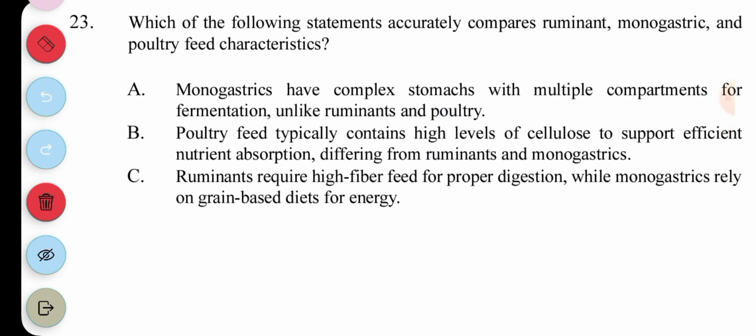The correct answer to question 23 is C. Ruminants require high fiber feed for proper digestion, while monogastrics rely on grain-based diets for energy.